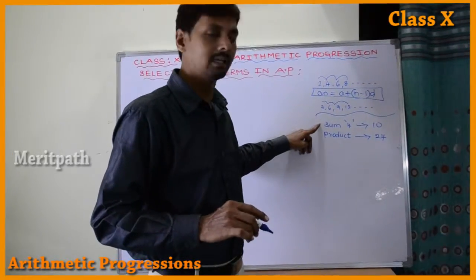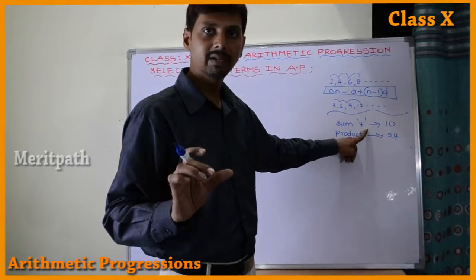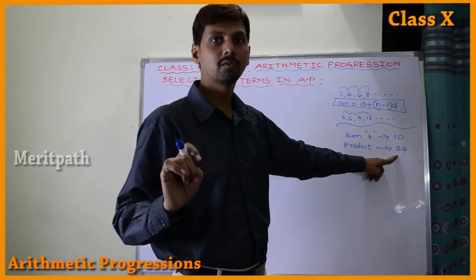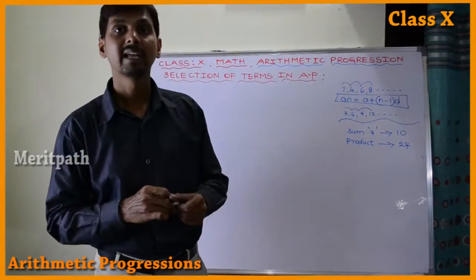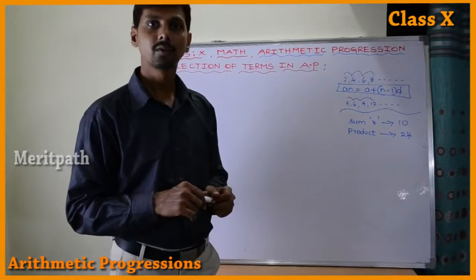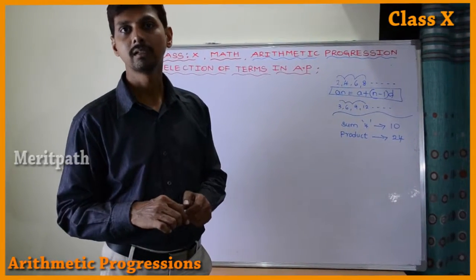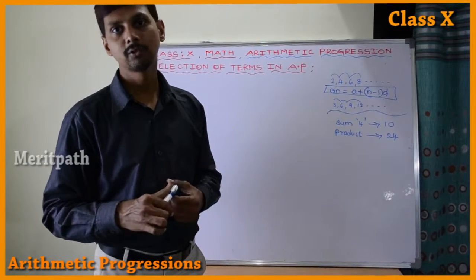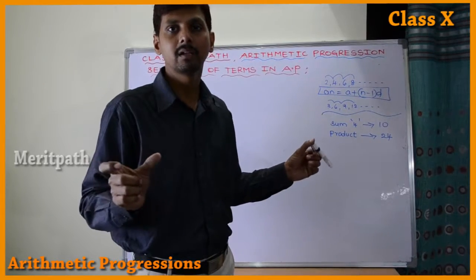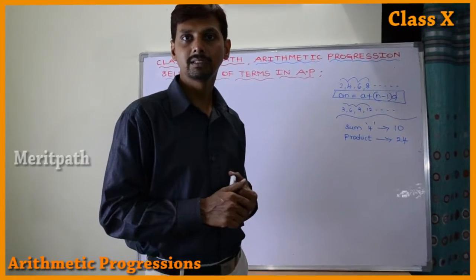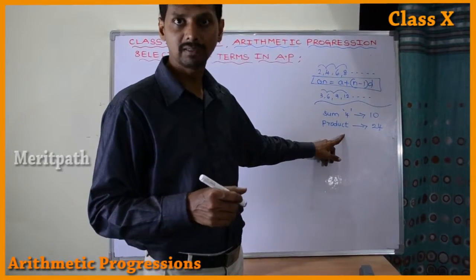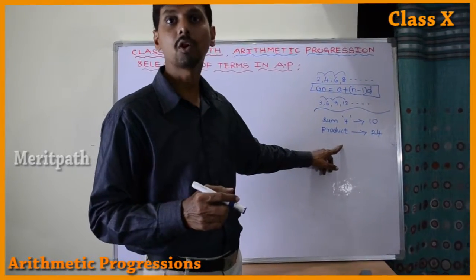But here the sum of four terms is given, that is 10, and the product of the terms is given as 24. Then it is difficult to take a plus d, a plus 2d and so on. Because if you multiply a, a plus d, a plus 2d, a plus 3d, we will get a big equation, like quadratic equations or equations to the power of 4, or here to the power of 3, so it is difficult to solve those equations.